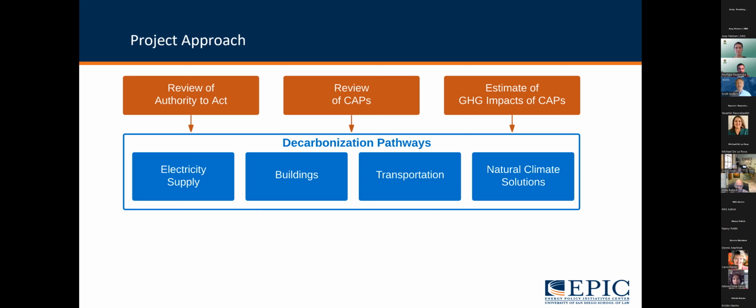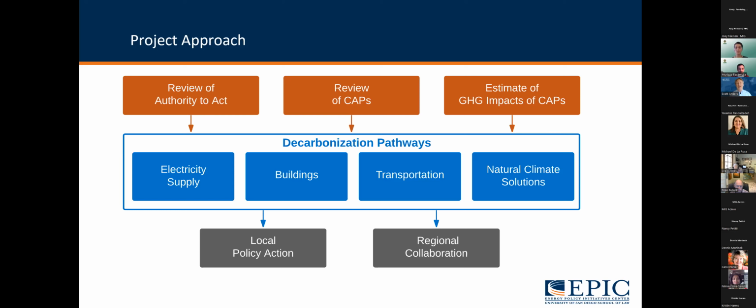We also did a more detailed analysis looking at the 4 decarbonization pathways that Elise talked about and also identified in the chapters of the technical report. These include decarbonizing the electric supply, buildings, transportation, and then we also looked at natural climate solutions, which also includes agriculture. And just for those of you who follow these things, the natural climate solutions category is consistent with what the state of California calls natural and working lands.